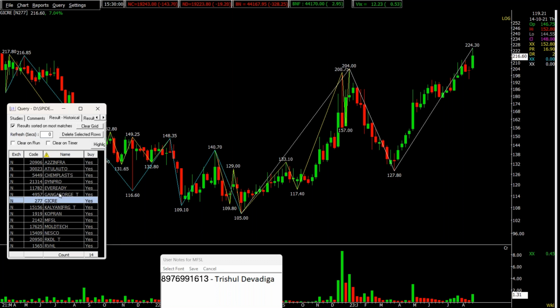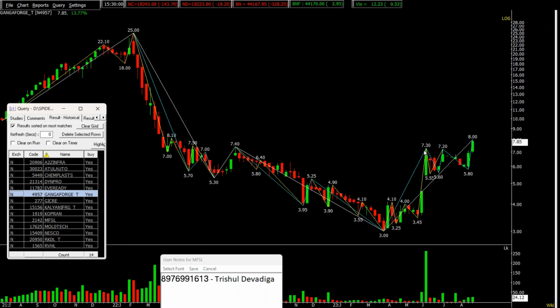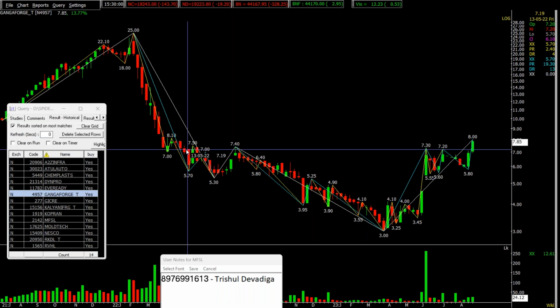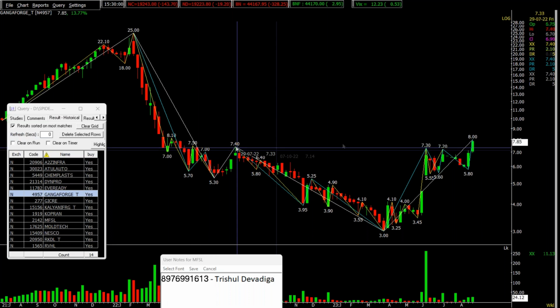GICRE Ganga Force underscore T. So this stock again, a strong swing top breakout over here. You can see how strong it is. Resistance, like consolidation zone resistance, and we have got a breakout of this. So again, this has a potential to go completely positive, and the price is just 7.85.